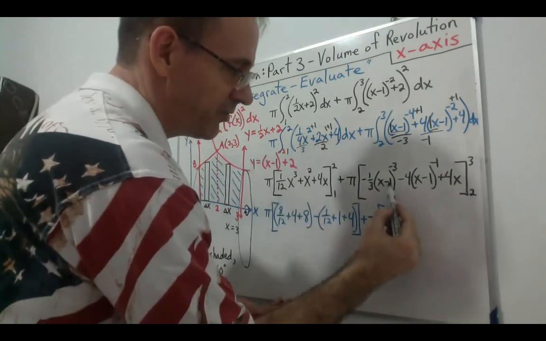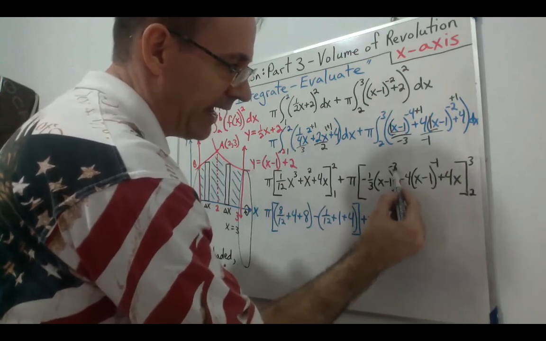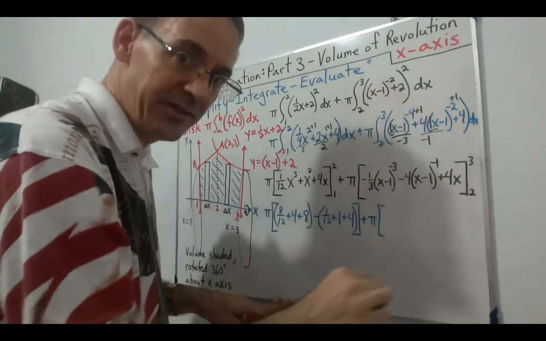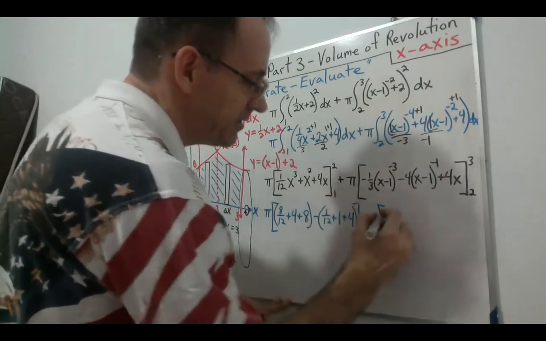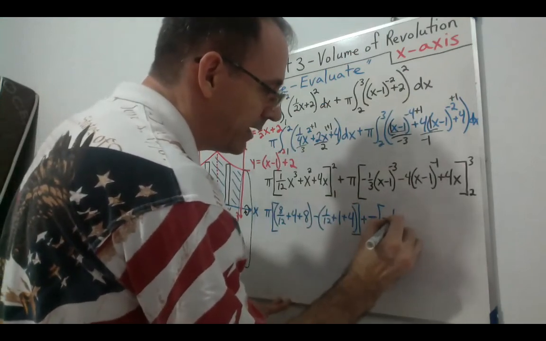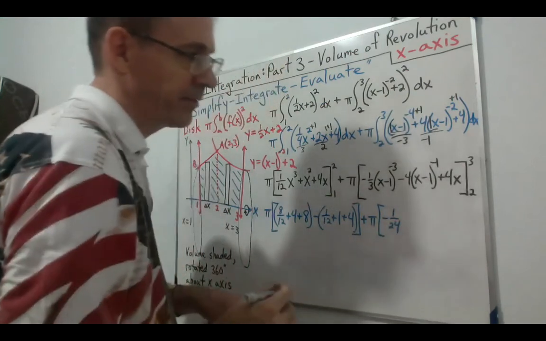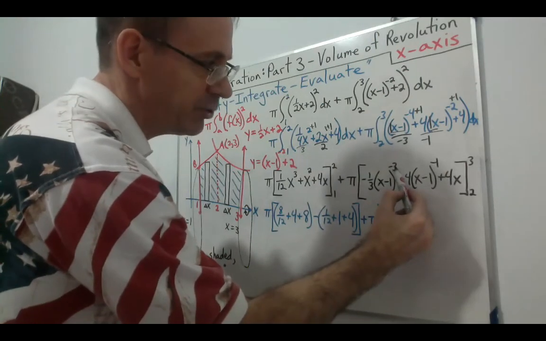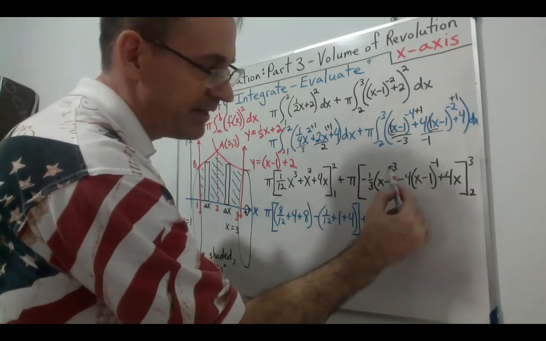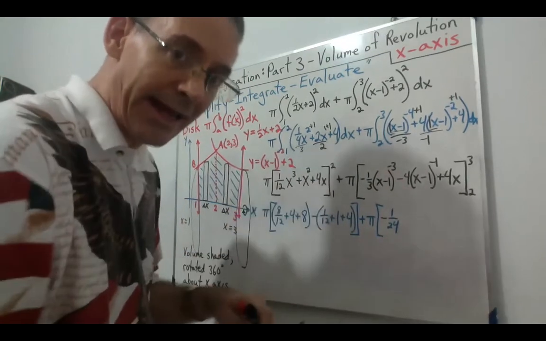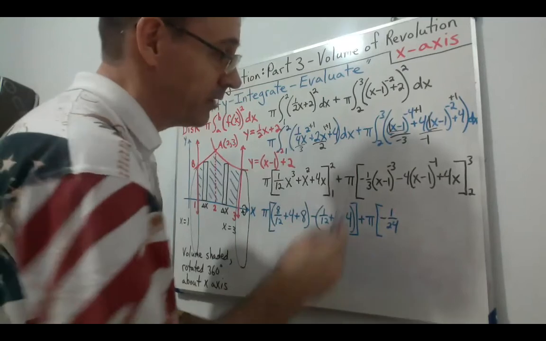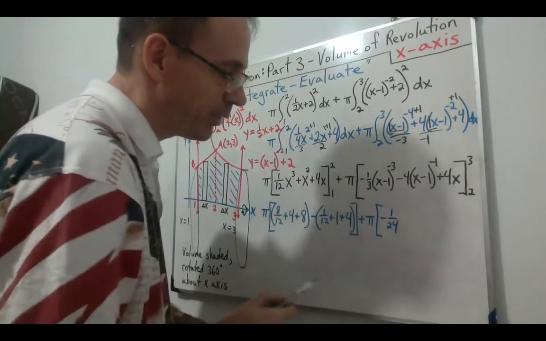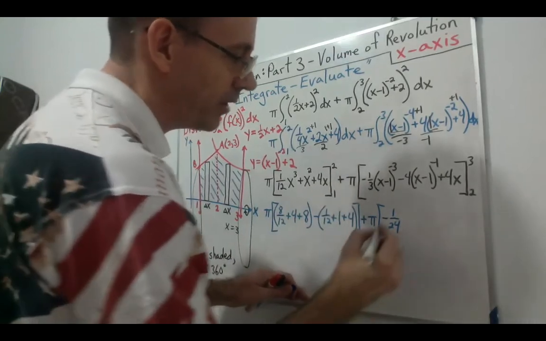3 minus 1 is 2. 2 cubed is 8, but the negative means it goes in the denominator. So an 8 in the denominator makes this a 1/24. Okay, so 3 minus 1 is 2. 2 cubed is 8, but the negative actually makes it a 1/8. So 1/8 times a -1/3 is a -1/24.